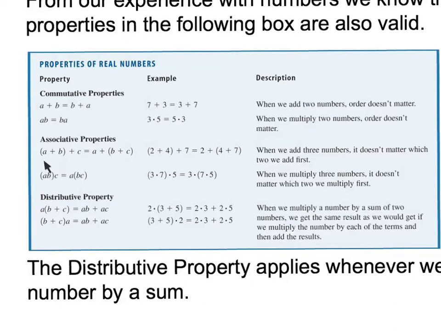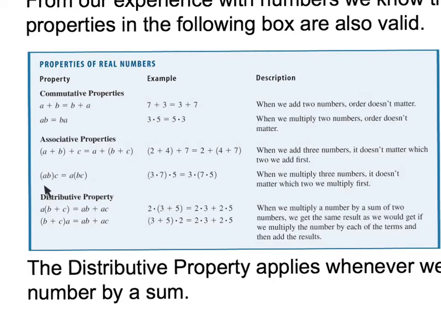Associative property just extends those to 2 or more than 2. So if we're adding 3 numbers, we can group them differently and we still get the same number. So 2 plus 4 plus 7 would be 6 plus 7. Or we could do the 4 plus 7 first, and either way we get 13. Same with multiplication.